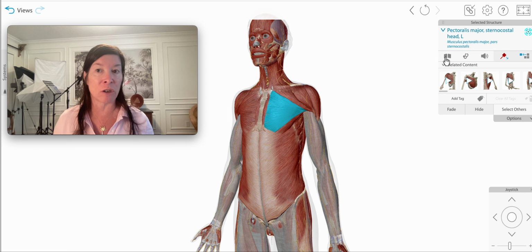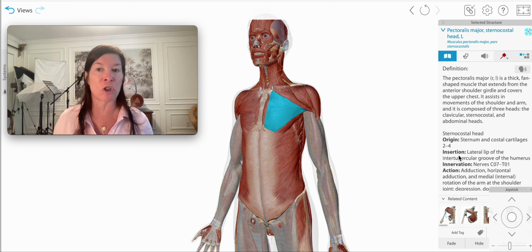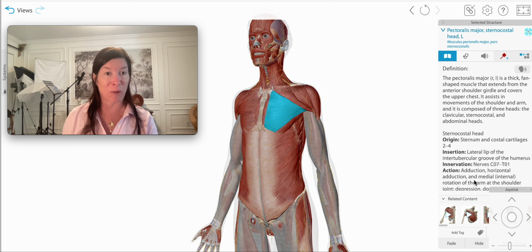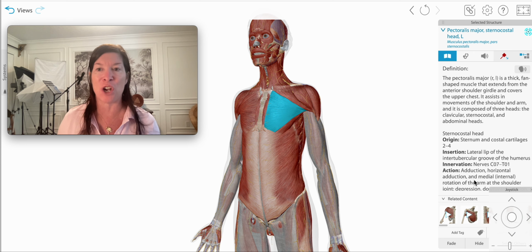And then if you click on the little book right here, it'll give you the origin and the insertion. But most importantly for us, it'll give you the action. So you can get all the information you need for completing your lab activity by going through Visible Body and clicking on the muscles that you need to know.